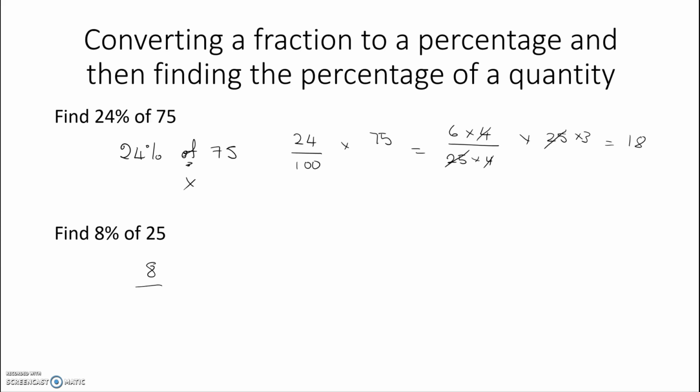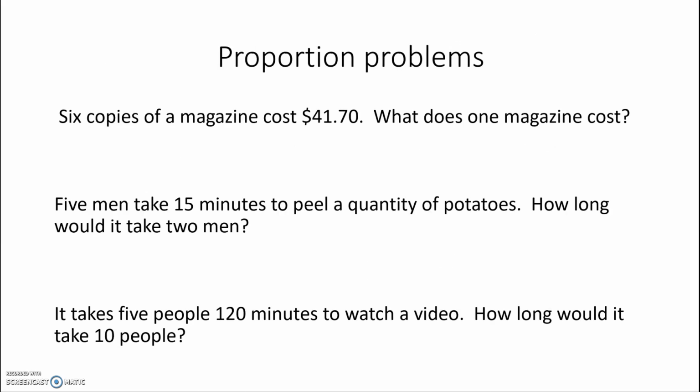I can do the same to find 8% of 25. That would be 8 out of 100 times 25. So I could say, well, 8 is 2 times 4 over 25 times 4 times 25. So the 4 and the 4, that's 4 over 4 was 1. 25 over 25 is 1. And all I'm left with is 2. You can use your calculators. I'm just showing how you can do it without using your calculators.